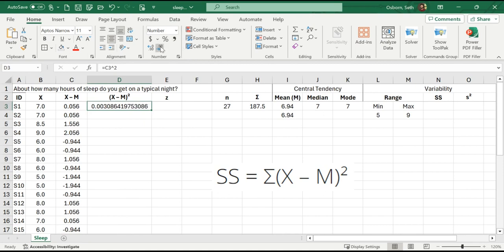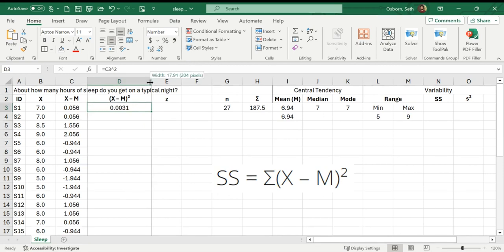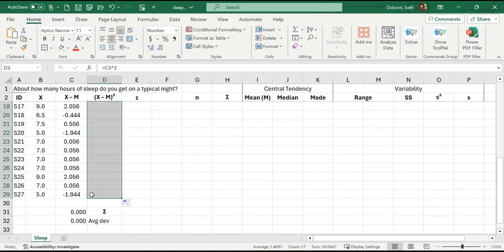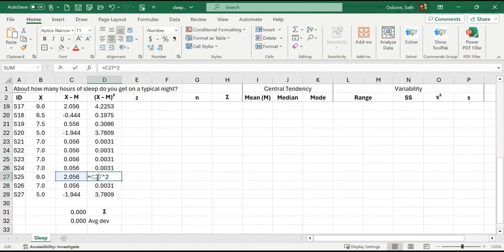Okay, I don't like all those decimals, so I'm just going to drag it to like right there, I guess. And then I'm just going to drag this down, and it's going to do what we want all the way down. Let's check and see. Yep, what this formula says is whatever is to the left of me, square it. So 2.056 squared is 4.225.